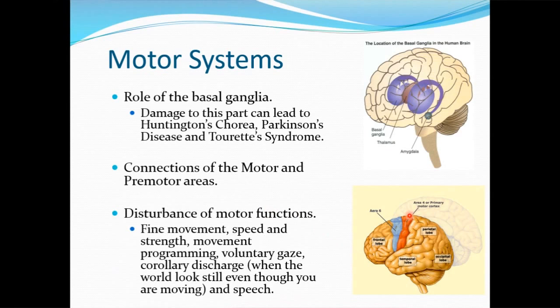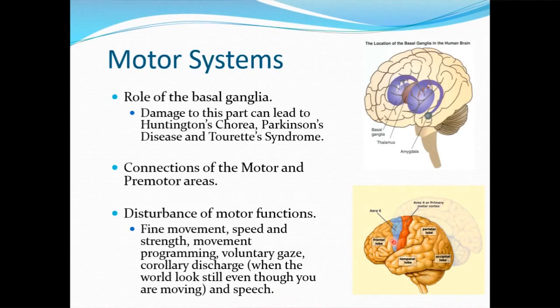The motor area, this is the primary motor cortex, and the premotor cortex is obviously very important. And disturbance of motor functions would lead to fine movement difficulties, speed and strength difficulties, movement programming problems, problems with voluntary gaze, corollary discharge. That is when, if you're moving, let's say you're driving on the back of a bakkie or something, it's bumping up and down, your world is still standing still, even though your whole body is going up and down. Okay, that's because of corollary discharge, and speech.